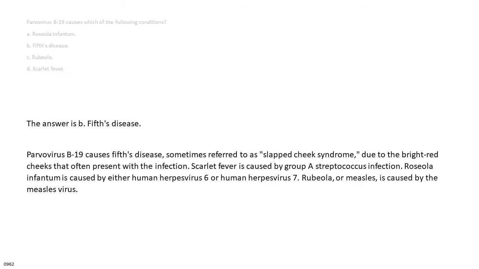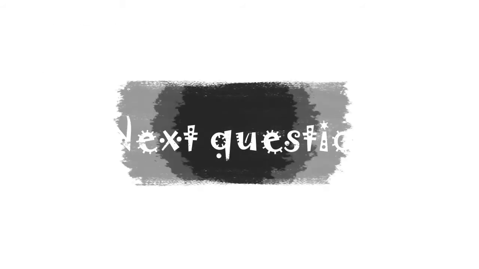The answer is B. Fifth's disease. Parvovirus B19 causes Fifth's disease, sometimes referred to as slap cheek syndrome, due to the bright red cheeks that often present with the infection. Scarlet fever is caused by group A streptococcus infection. Roseola infantum is caused by either human herpes virus 6 or human herpes virus 7. Rubeola, or measles, is caused by the measles virus.